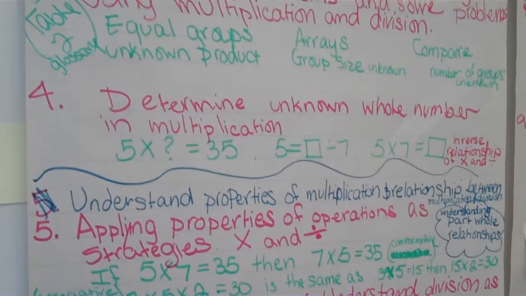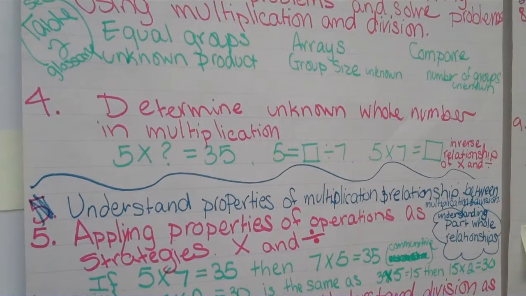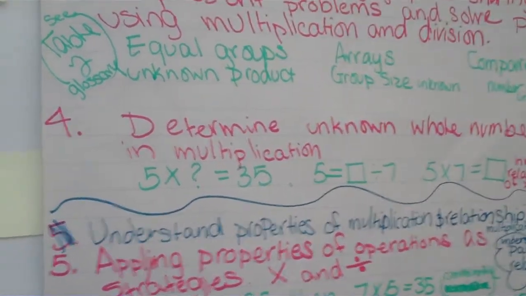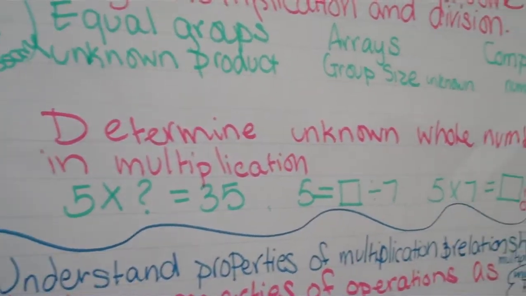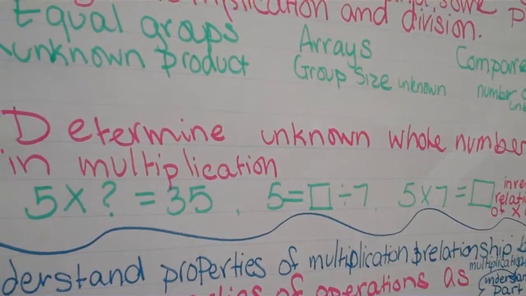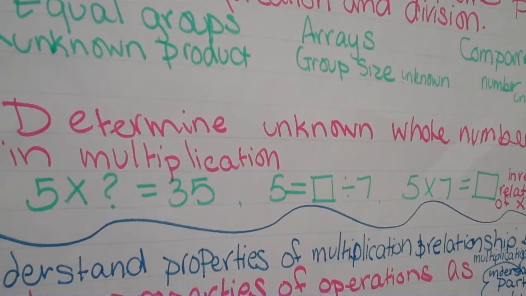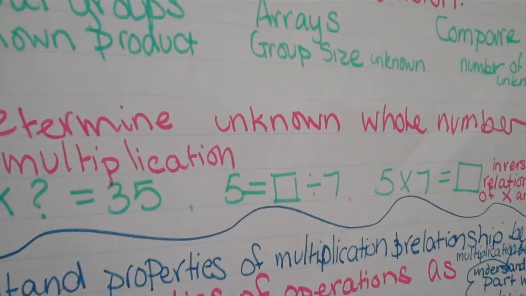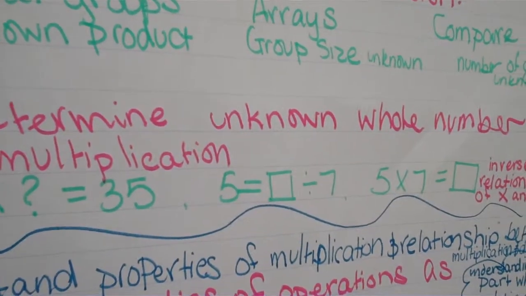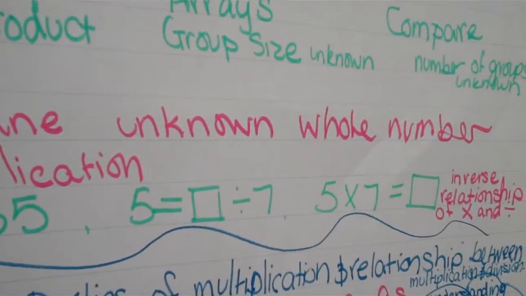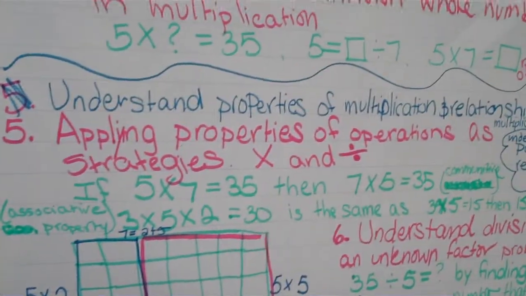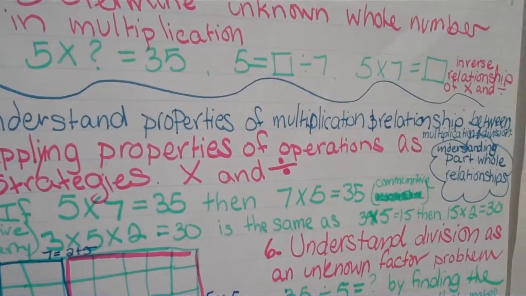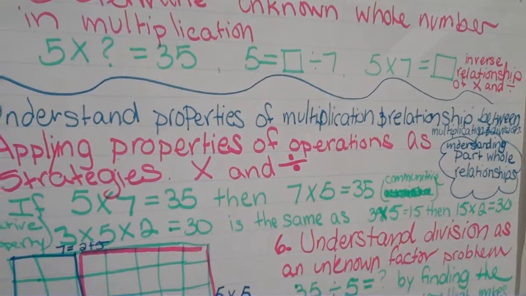So that really uses the table that's in the glossary, where we're going to be using a majority of our story problems. Next, we have determining the unknown whole number in multiplication and seeing that inverse relationship of multiplication and division, meaning 5 times the unknown equals 35, 5 equals unknown divided by 7, and 5 times 7 equals the unknown.